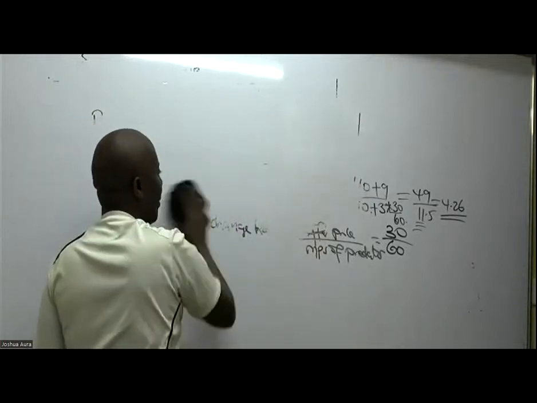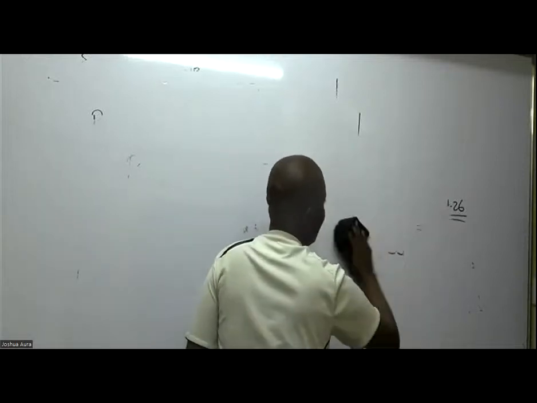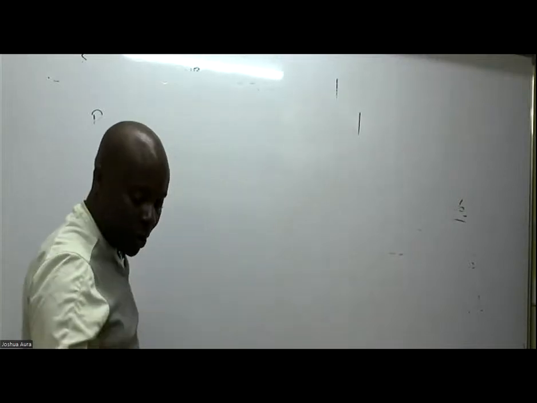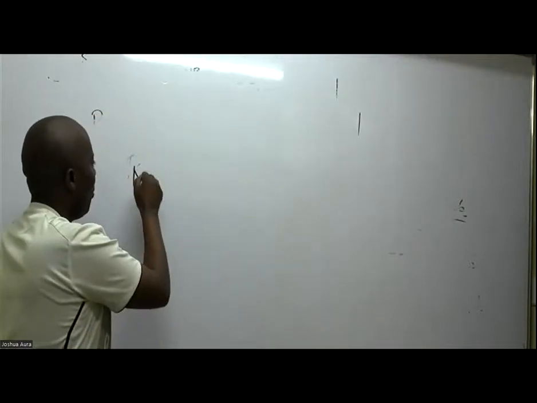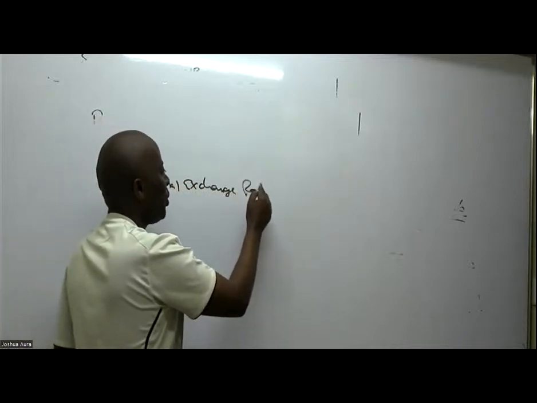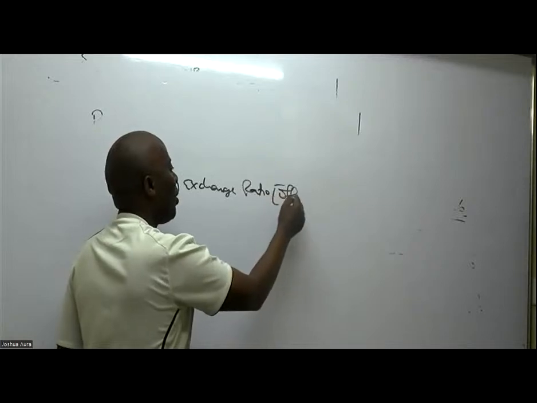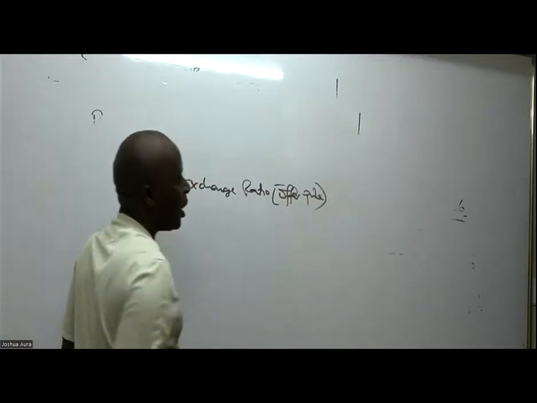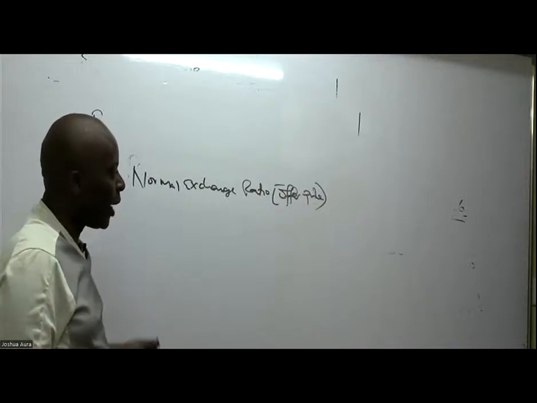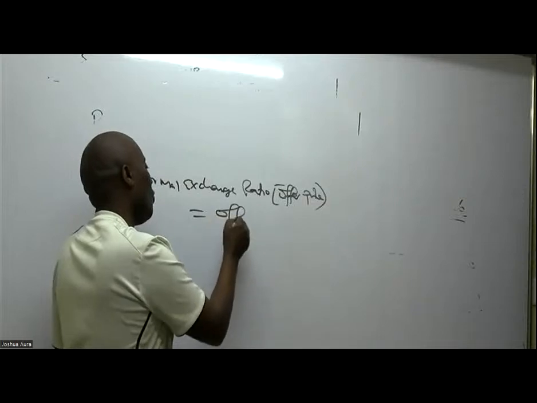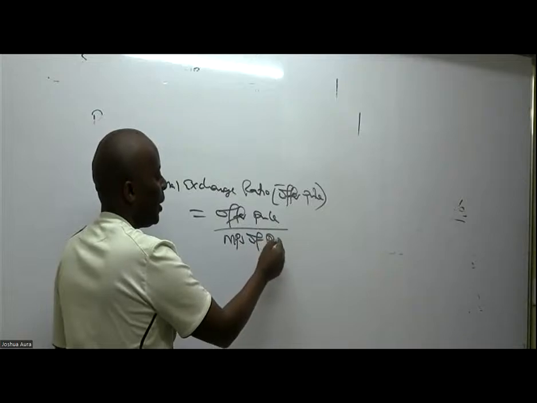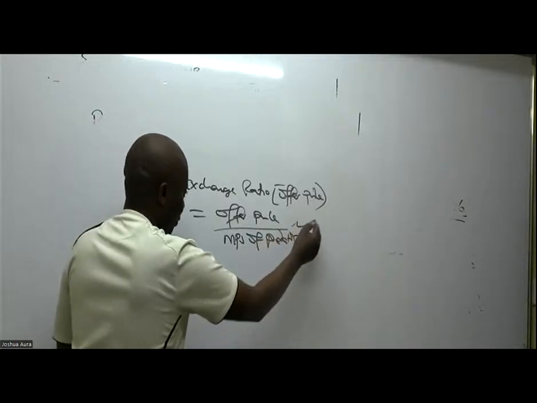So remember, the most important thing is for you to appreciate that we have two types of exchange ratios. We have the normal exchange ratio, which we calculate whenever we are given an offer price. How do we calculate this? We take the offer price given over the MPS of the predator. Very important for you to pick that.